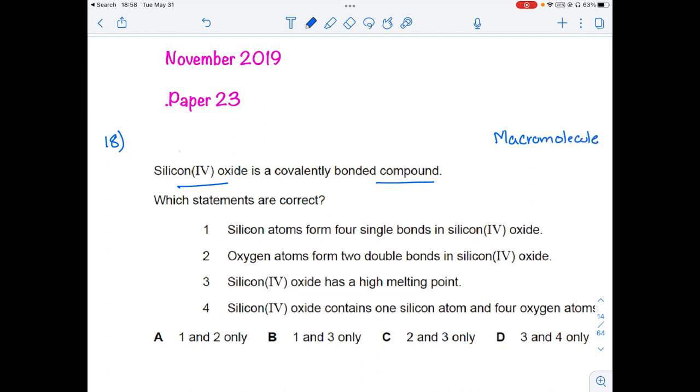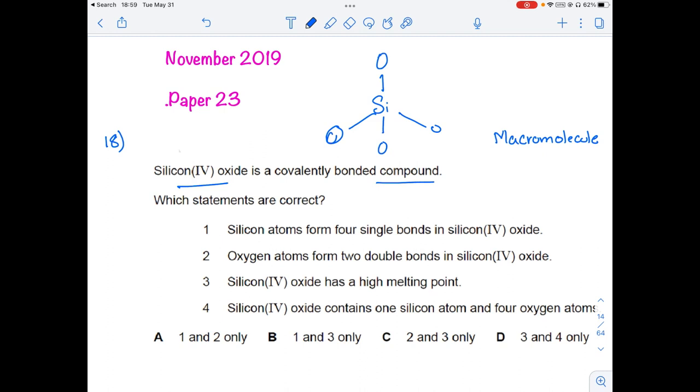Which of the statements are correct? Silicon atoms form four single bonds with oxygen in silicon oxide. So what will be the structure? Silicon is over here like this, so it forms four bonds with oxygen, and oxygen over here. Why? Because silicon has a valency of 4, so it wants to share 4 electrons, so it will require 4 electrons, and those 4 electrons will come from oxygen.